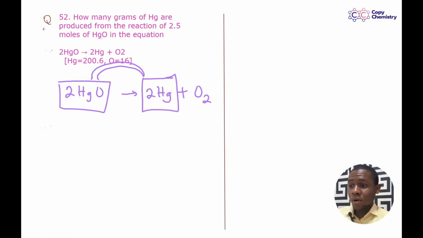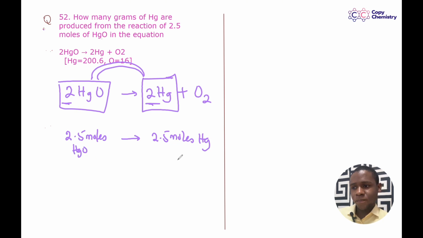2.5. Oh, it's already 2.5 moles. So that's good. So 2.5 moles here of HgO would also give us 2.5 moles of Hg. Since it's a 2:2, which you can call a 1:1. So 2.5 moles of HgO will give us 2.5 moles of Hg.